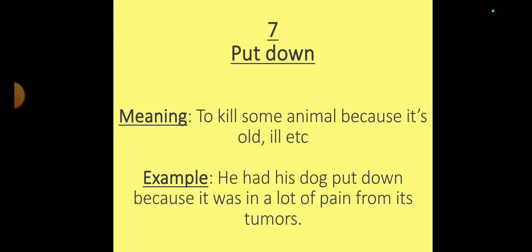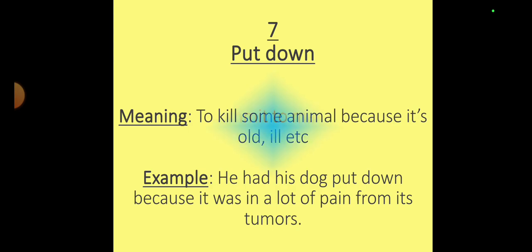Number 7 can be put down. To kill some animal because it's old or ill, whatever it can be. The possible sentence is, he had his dog put down because it was in a lot of pain from its tumors. Means deliberately, अगर कोई जानवर ठीक नहीं है, right, and you want to relieve its pain by finishing its life, like, okay, so then you can be visualizing such a scenario the way we are using it as a phrasal verb, like put down.